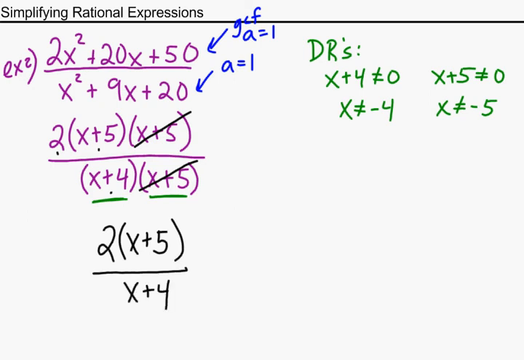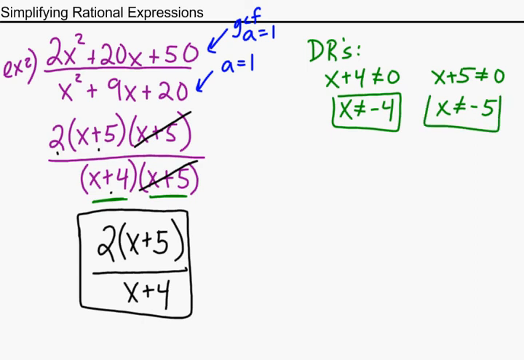Notice how if I waited till this last step right here to find domain restrictions, I would be missing the restriction that comes from the x plus 5. So that reduced rational expression there, along with my domain restrictions, constitutes a complete answer to simplifying this rational expression.